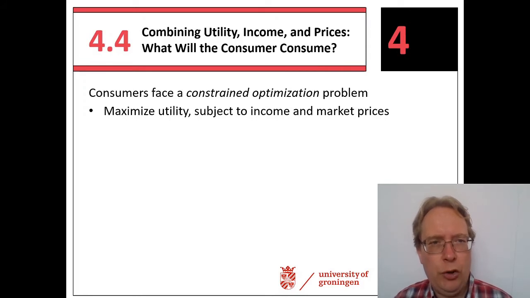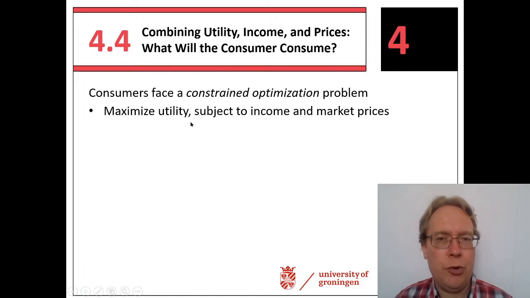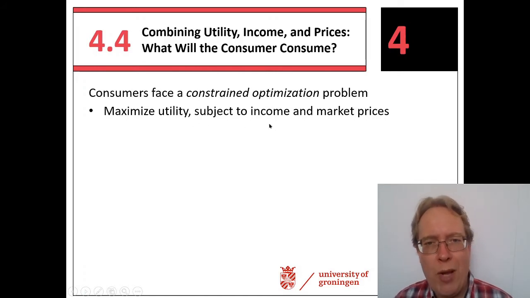So what we want is to be at a utility level that is as high as possible, right? We want to get to an indifference curve that's as high as possible, because a higher indifference curve means more utility and happier consumers. However, we have to take into account how much income we have and what the market prices are.